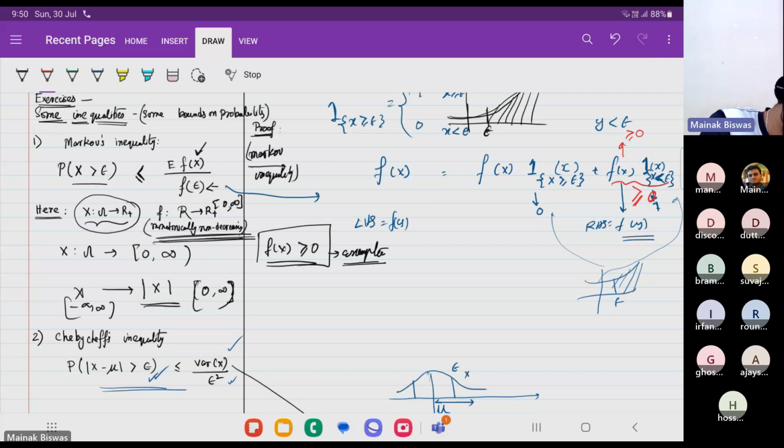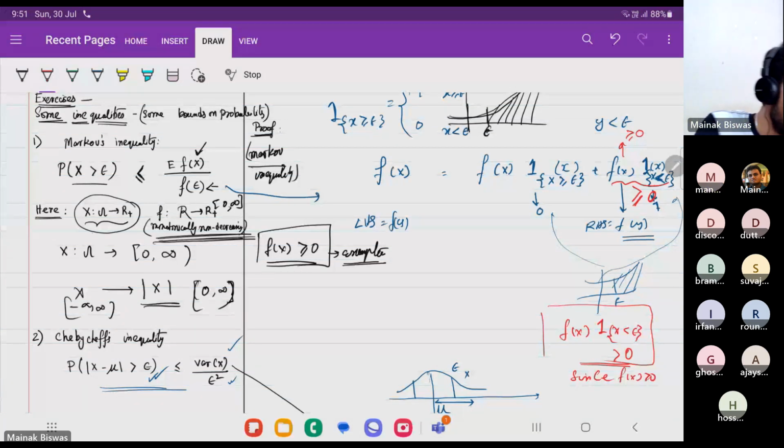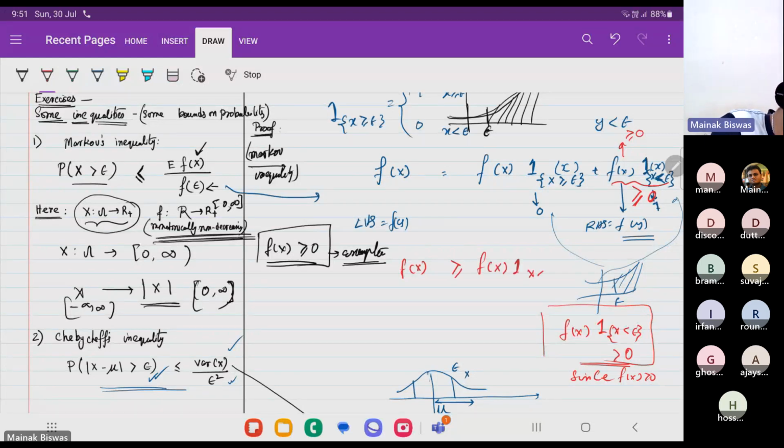Do you agree that f of x times the indicator of x less than epsilon is greater than zero? Since f of x is greater than zero. So if I remove this part, can I write f of x is greater than or equal to f of x times the indicator of x less than epsilon? Yes or no?